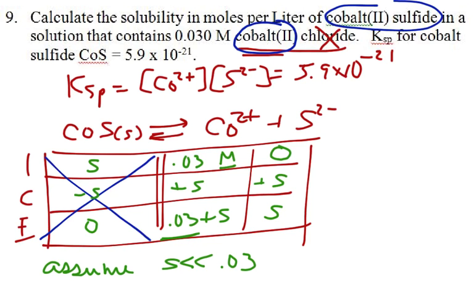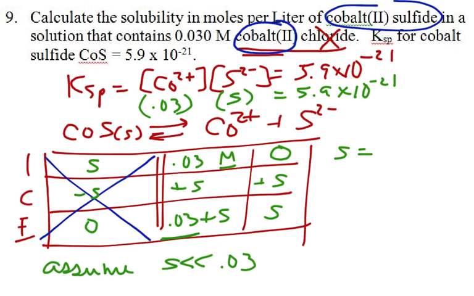So we'll go back and put the numbers back in our calculator here. We'll say we have cobalt ion is 0.03 molar. The sulfide ion is going to be S, or solubility, and that equals 5.9 times 10 to the negative 21. And all we have to do is solve for S. Okay, that value comes out to be 2.0 times 10 to the negative 19.